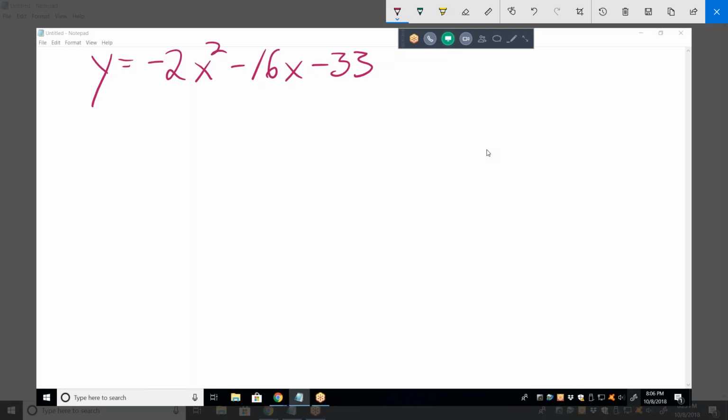The thing is that once you identify all those things, you can graph it easily. So when you've done all the algebra, what's the formula for the x-coordinate of the vertex when it's in standard format? Negative b over 2a. Okay, substitute numbers. So 16 over 2 times negative 2.